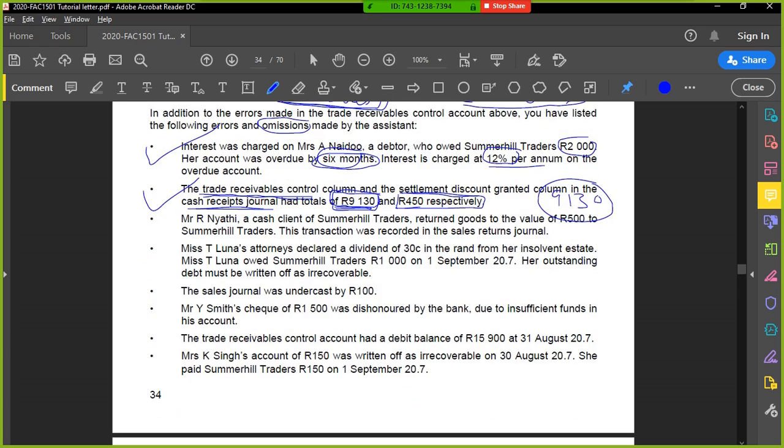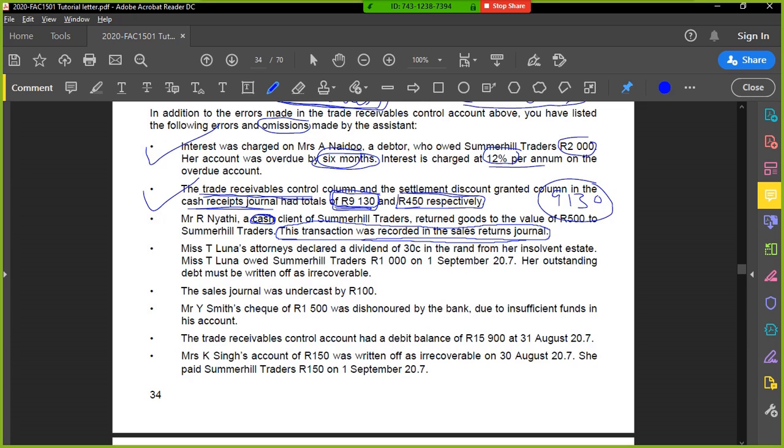Then we've got Mr. R. Nyati. The cash client of Summer Traders returned goods to the value of. Would a cash return affect your debtors? No, the cash return won't, because it's cash. But did you record it as credit? Yes, it was recorded in the wrong journal. Is that a mistake? Yes.